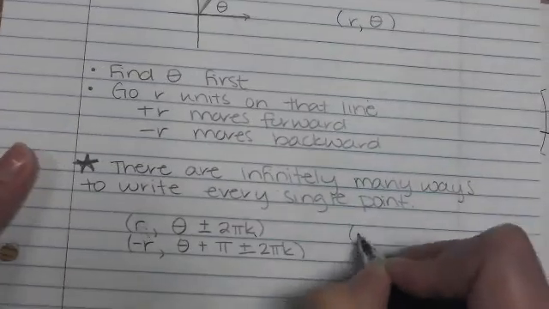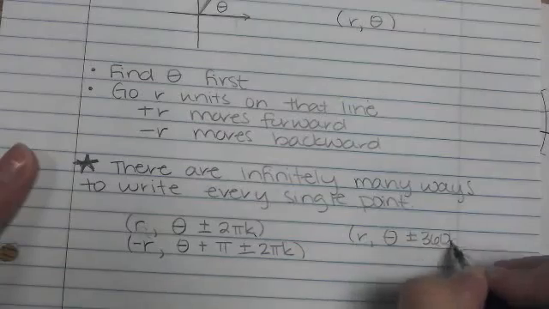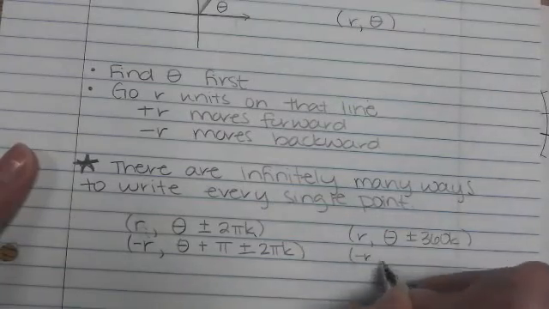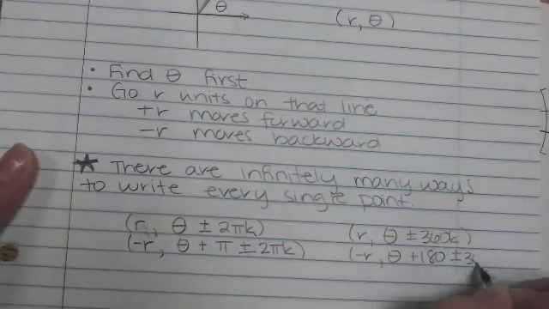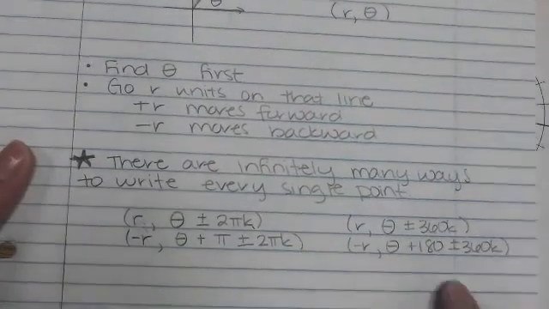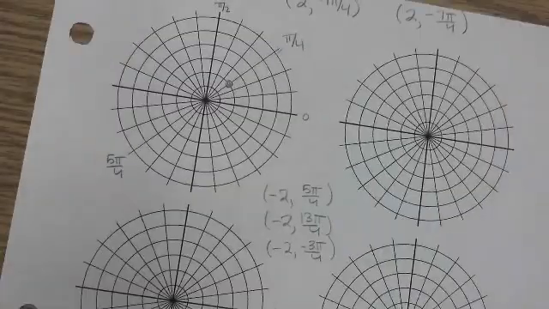And of course, this would work with degrees as well. So we're going to say plus or minus 360k. First add 180, and then you can add or subtract 360k. So that's the way you could think about finding lots of other points that are the same. All right, let's consider another point.